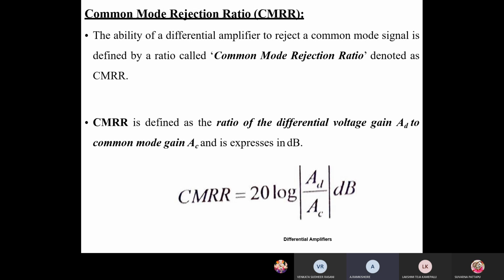So if both the signals are at the same value, and one of them is decreasing or increasing, it is overcome by the same value. Then the common input signal to both the input terminals of the differential amplifier, such a common signal should be rejected by the differential amplifier.